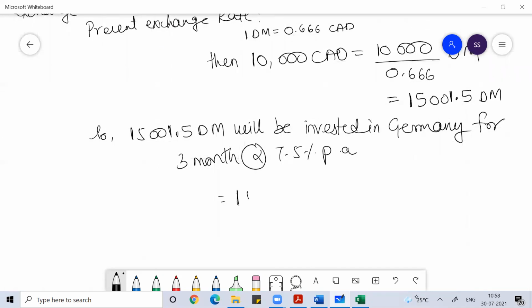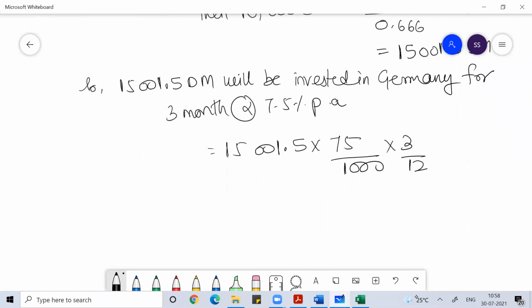So this will be 15,001.5, this is 7.5%, into 3 by 12. So this you can write as 15,001.5 into 7.5 into 1 by 4. This much interest you will get.